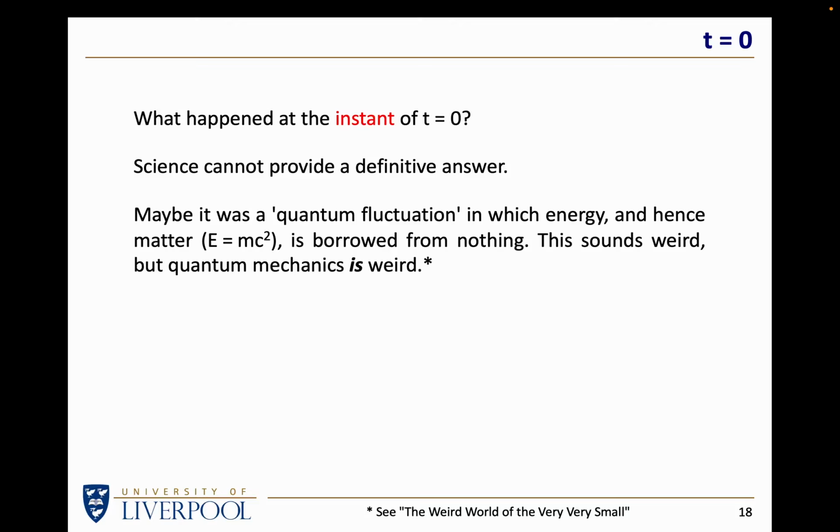Now, we know from the weird world of the very, very small that I told you about earlier in the year, quantum mechanics is pretty weird. And quantum mechanics allows things called quantum fluctuations. It allows you to borrow energy from nothing. Sounds like a complete and utter cheat, but quantum mechanics is indeed weird, and it appears to be, as far as we know, a correct description of reality. And we are allowed to borrow energy, and because E equals mc squared, if you borrow energy, you can make matter, and that means you can make something from nothing. It doesn't disobey any rules of physics as we understand them.